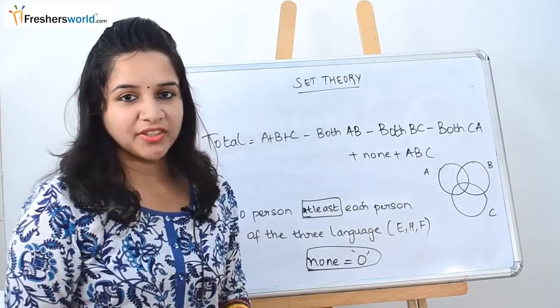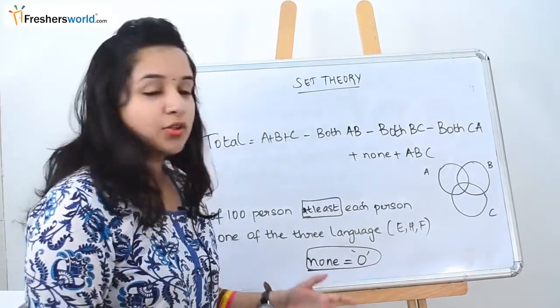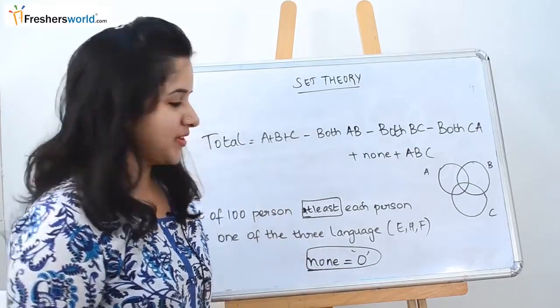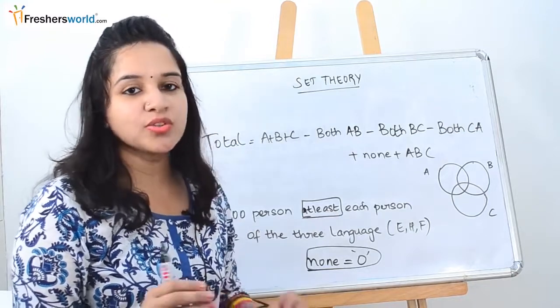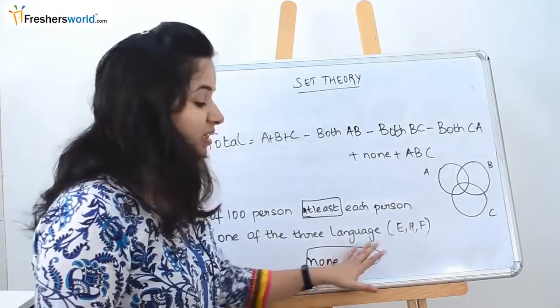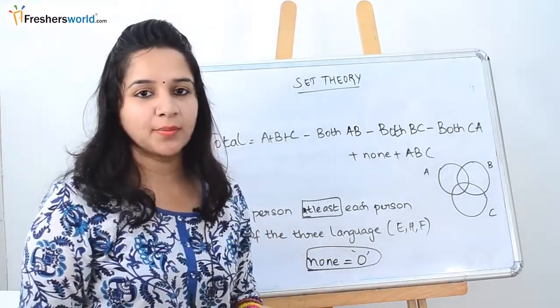So in most of the questions, you will be thinking, why am I not able to find none though I have solved this using this formula and all that? That's because there's a catch in the question. In the question itself, they have already mentioned that at least one person knows each of the language, which means directly you can go and write it in your answer paper that none is 0. This is the important thing that you should remember while solving problems in set theory.